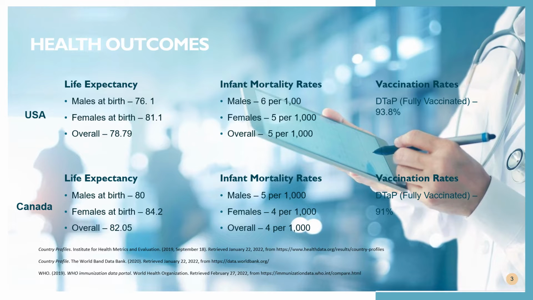Lastly, the World Health Organization measures vaccine rates by how many children have completed the DTaP series or are fully vaccinated against diphtheria, pertussis, and tetanus. In the United States, the vaccine rate is 93.8%, and in Canada it is 91%.